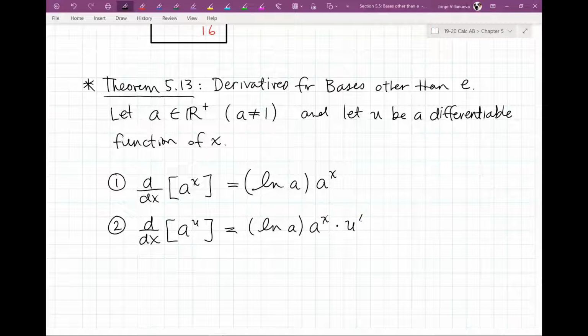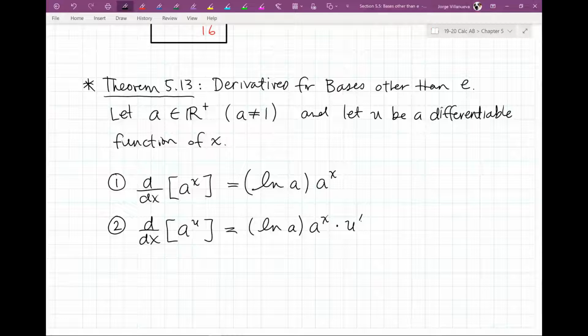It's very much like the e to the x definition when it was e to the u, right? E to the u was u prime times e to the u. So it's the same thing. It's just missing the natural log part for it. But the reason why I was missing it for e is because ln of e is 1, so no reason to put it.